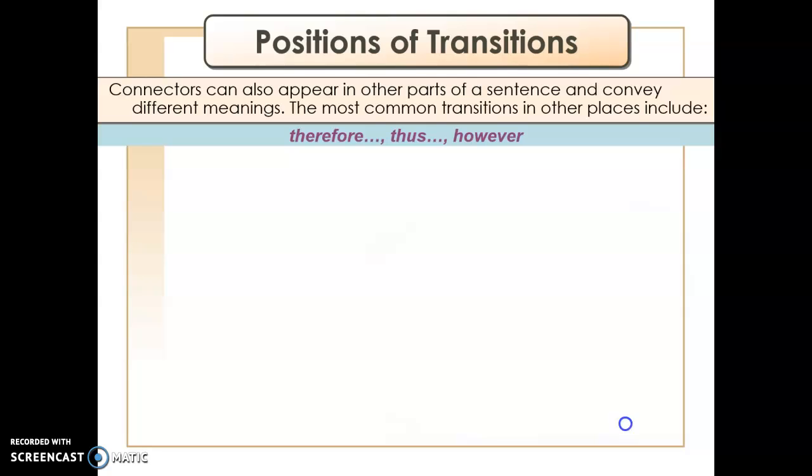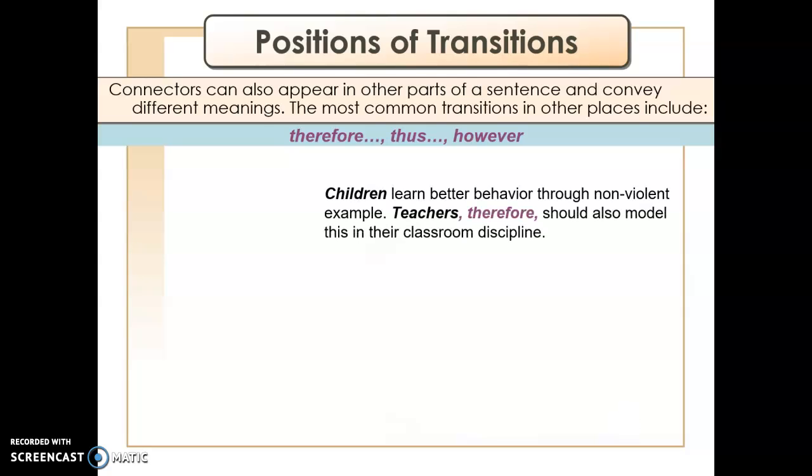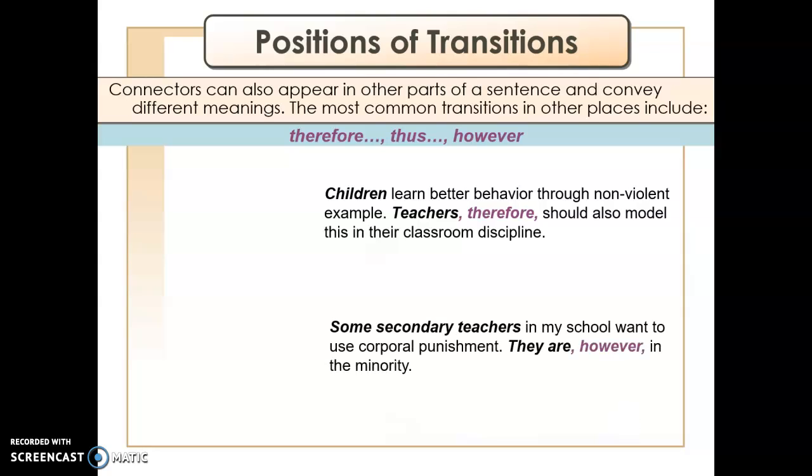Take a look here at this sentence and see how the transition is actually used in the middle of an independent clause. So children learn better behavior through nonviolent example. Teachers, therefore, should also model this in their classroom discipline. Some secondary teachers in my school want to use corporal punishment. They are, however, the minority.